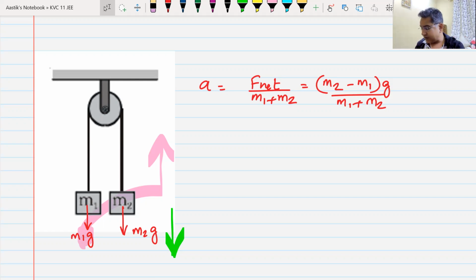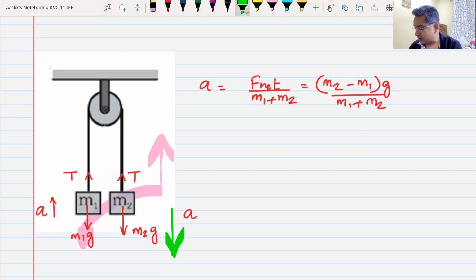Okay, that was a shortcut. If you wanted, you could have done it in the original way. How do you do it in the original way? You draw the free body diagrams. This block is moving down with an acceleration A. I've assumed that M2 is greater than M1. This block is moving up with an acceleration A.